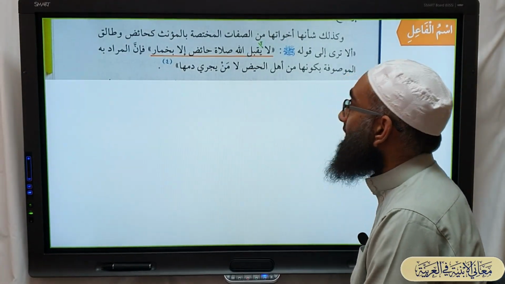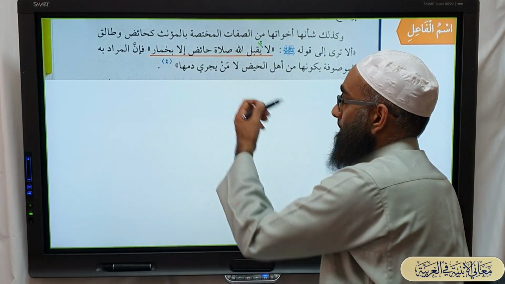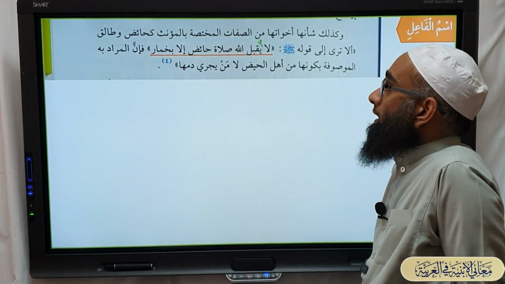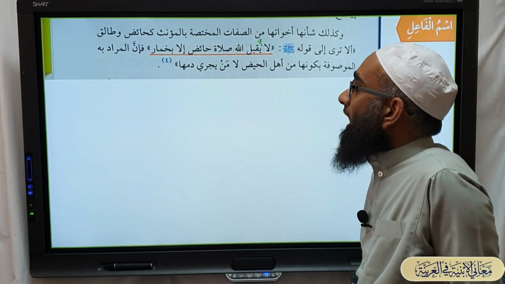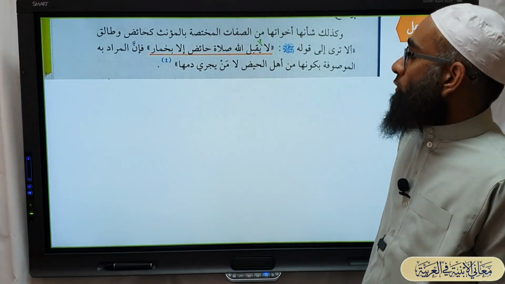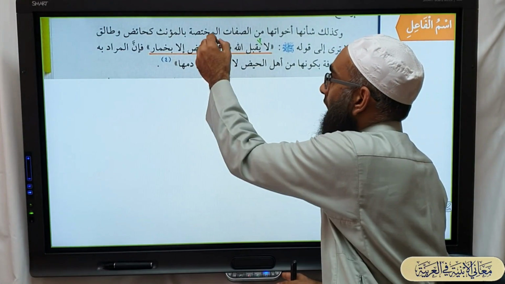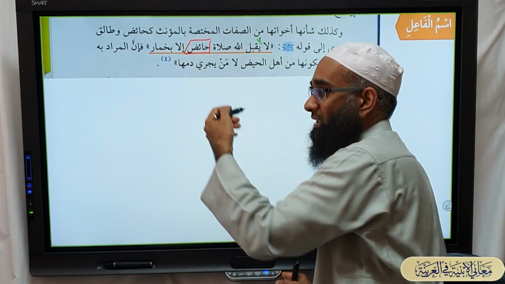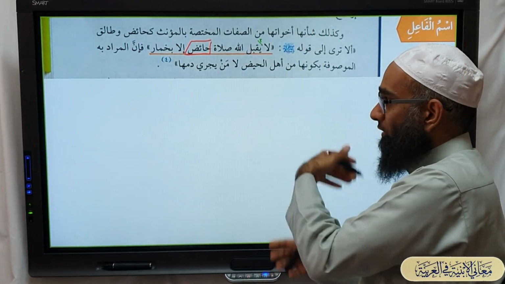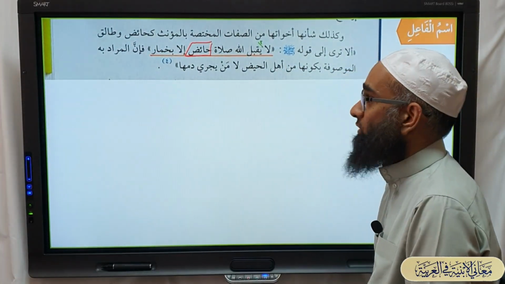Yes? And he gives another example. Look, the Prophet ﷺ says, لا يقبل الله صلاة حائض إلا بخمار. Allah subhanahu wa ta'ala does not accept the salah of a ha'id without a khimar, without a scarf and covering. This is, you have the awrah. Yes, you have to cover the awrah in salah.